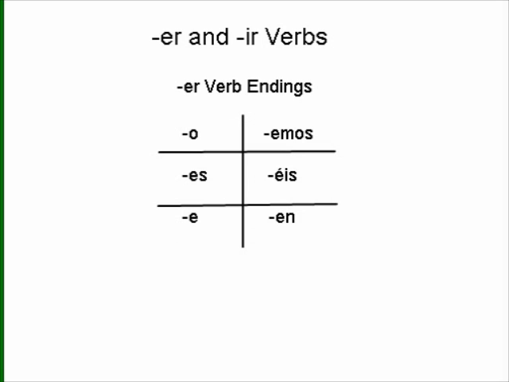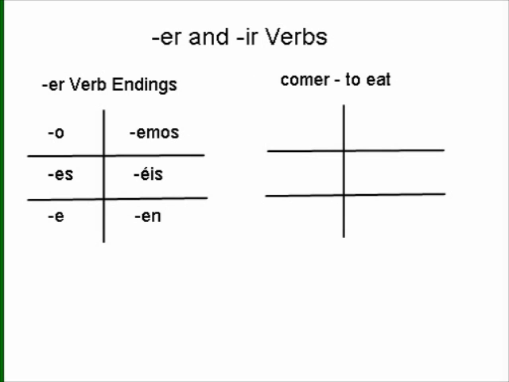Here they are. We have o, es, e, emos, éis, en. You may remember that the verb chart is divided so that singular forms are on the left side and plural forms are on the right side. And then we have first person on the first row, second person on the second row, and third person on the third row.